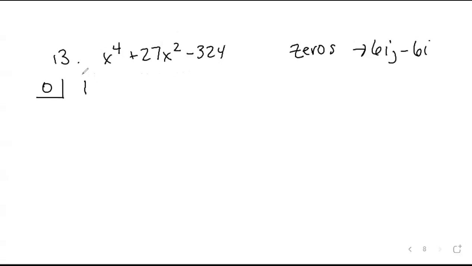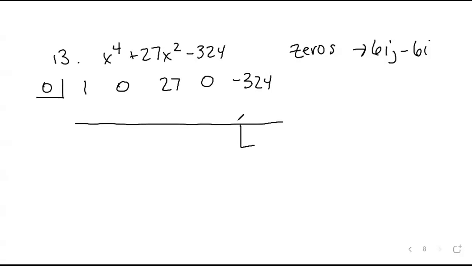I've got an x to the 4th. I don't have any x to the 3rd, so that would be a 0 there. 27x squared, 0x, minus 324. I know my remainder is supposed to be 0. This should not be a 0 here, because we're trying to see if either 6i or -6i goes. I'm sorry, I don't know why I put 0 there, but anyway, we're going to bring down our 1. 1 times 6i is 6i. Adding these, this is 6i.